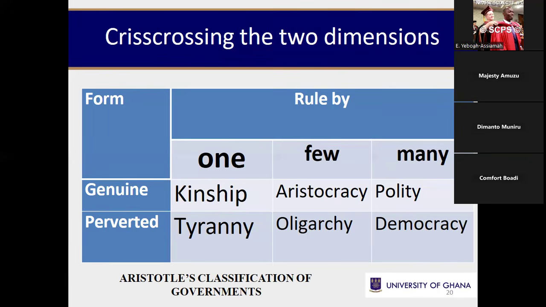Very wonderful class. So Aristotle observed that it doesn't matter the nature or form of the participation, whether it's ruled by one person, few or many, the government will be stable and effective if leaders or rulers use the power in the long-term best interest of the people.